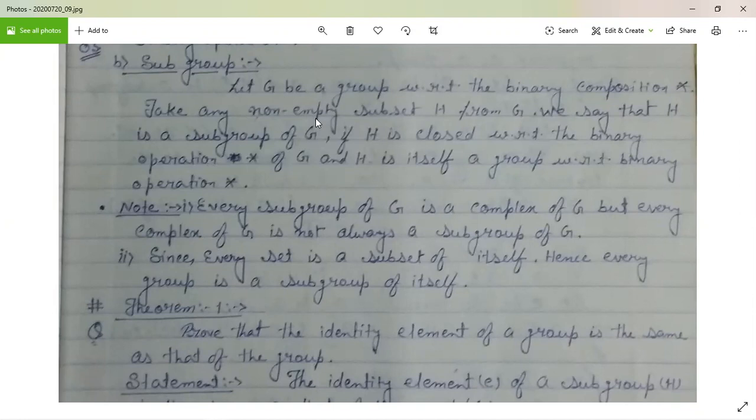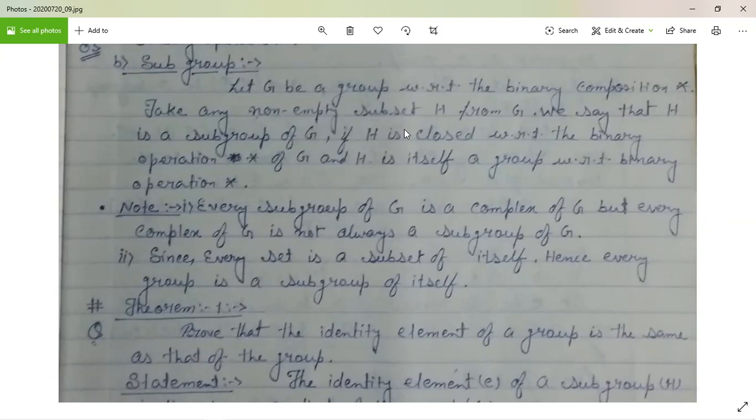That means if G is a group and we take any complex of G which is non-empty, that is, a non-empty subset H of G which is a complex of G, and it also follows the properties of a group. That means closure axiom is satisfied, associativity is satisfied, existence of identity element is satisfied, existence of inverse is satisfied. All these four properties are satisfied. Then obviously H satisfies closure axiom. Then the operation on H, that means star, is said to be the induced binary operation in H.